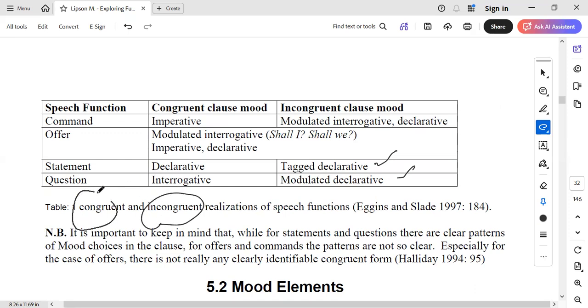What do you understand by congruent and incongruent? Can anyone tell? If you get disconnected, please join again because Zoom time is over. So I'm stopping it, and I will continue with the congruent and incongruent things.